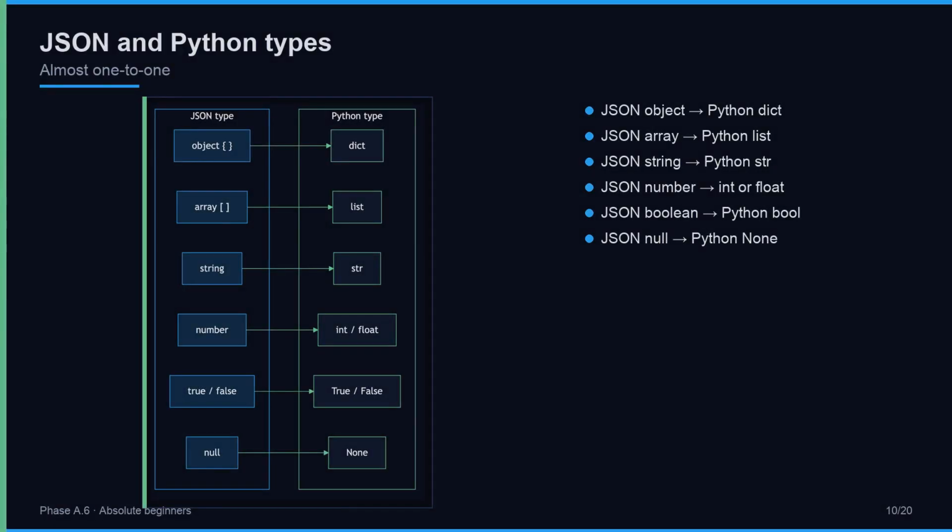Here is how JSON types line up with Python types. A JSON object becomes a Python dict. A JSON array becomes a Python list. Strings stay strings. Numbers become int or float depending on whether they have a decimal point. JSON true becomes Python True with a capital. JSON null becomes Python None. The mapping is almost one-to-one, which is why working with JSON in Python feels so natural. Almost one-to-one.